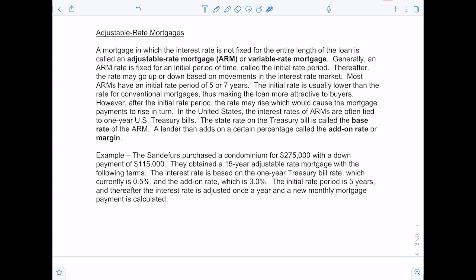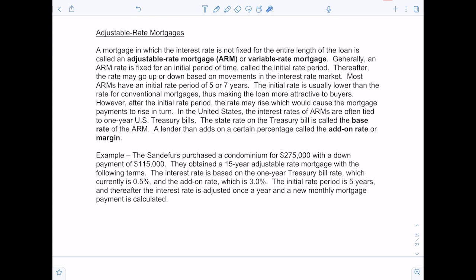Okay, let's look at adjustable rate mortgages. Talk a little bit about that. So you might want to pause the video and then read about adjustable rate mortgages, and then we'll pick up with our problem. The Sanfors purchased a condominium for $275,000 with a down payment of $115,000. They obtained a 15-year adjustable rate mortgage with the following terms.